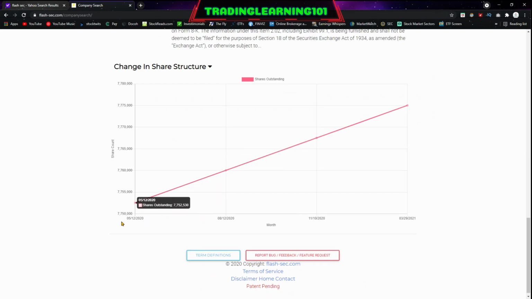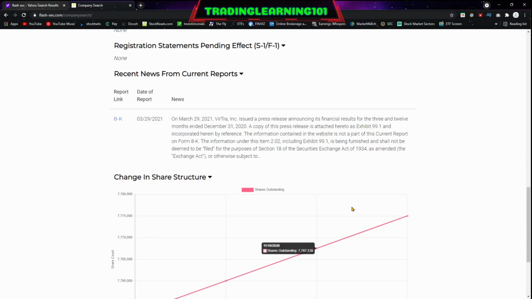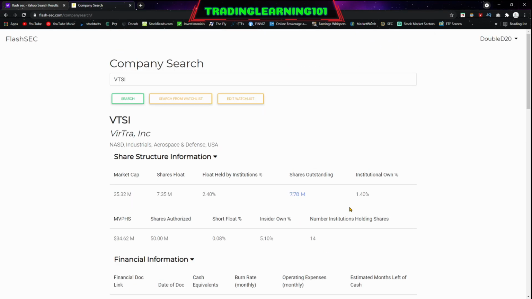And you could see over the course of time, their share count has just been a steady upward climb. So they've been slowly but steadily just offering more shares to the market, diluting their stock. Slowly but surely. That's what I get with this picture. So you could see the power of the Flash SEC.